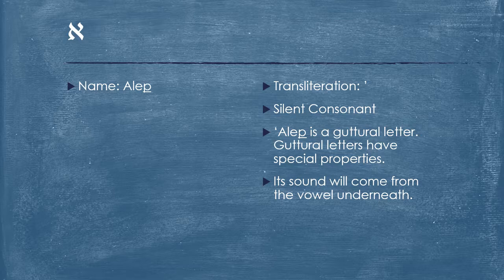A native speaker may actually make a distinction between this and another silent letter. There may be a slight difference in pronunciation, but for an English speaker, we can't really tell the difference. So we just basically say that it's a silent letter.